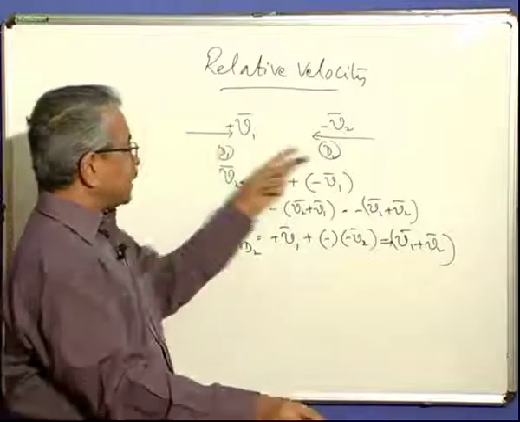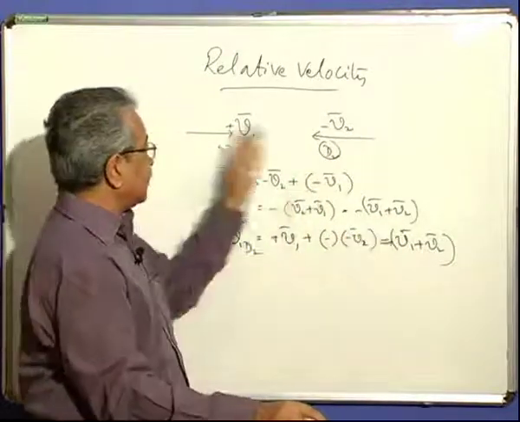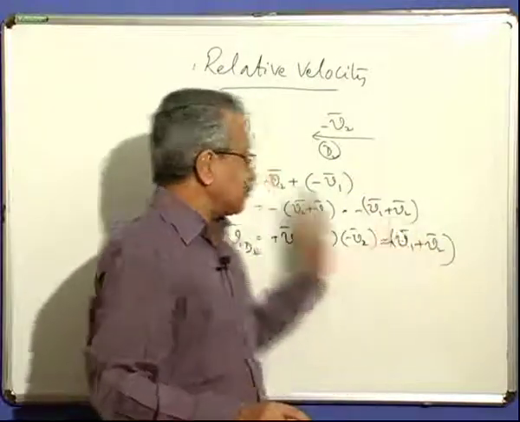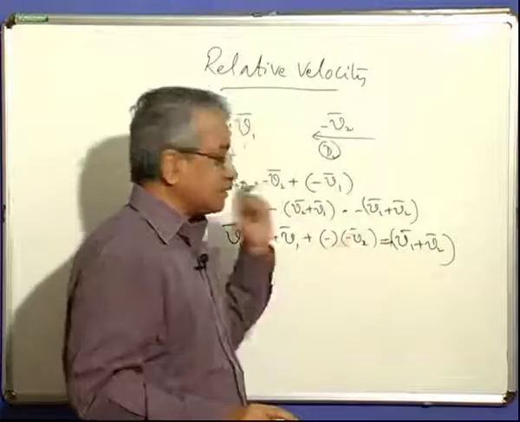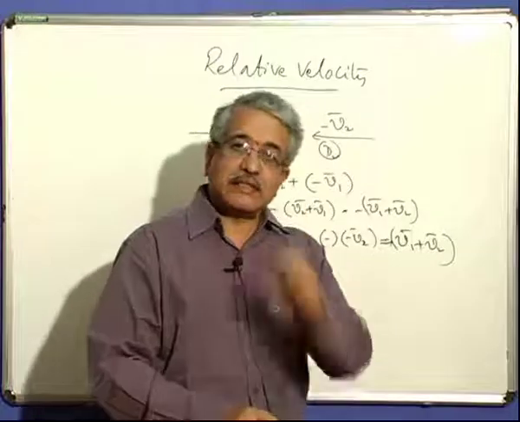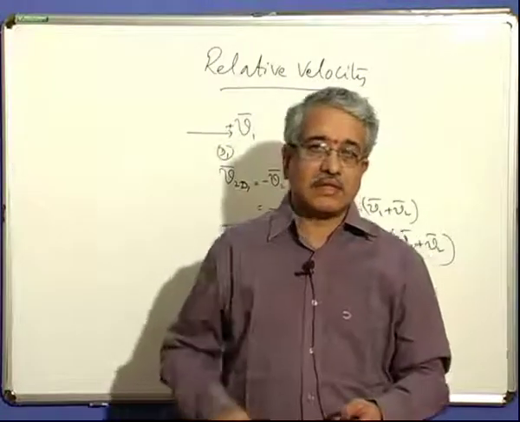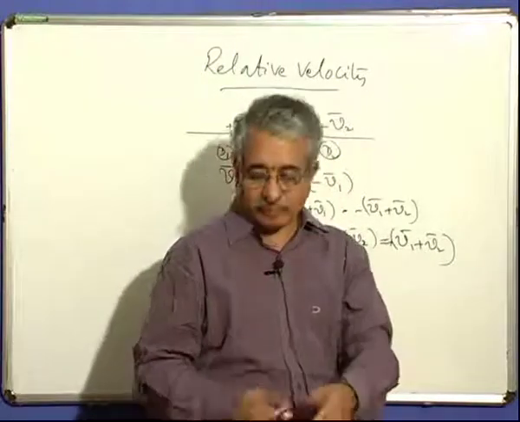So this he will observe as if it is approaching him with the sum of the two velocities, whereas the other one will also see the same way, as if the other fellow is approaching him. This approach and that approach are in opposite directions. That's why plus and minus come there. So this is the concept of relative velocity. In one dimension it is very easy to understand like this. Suppose they are moving in the same direction, I told you the difference will be seen there.